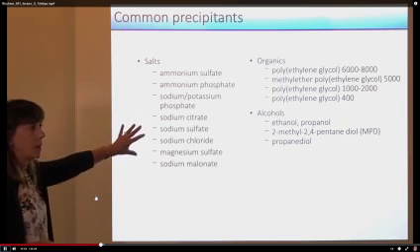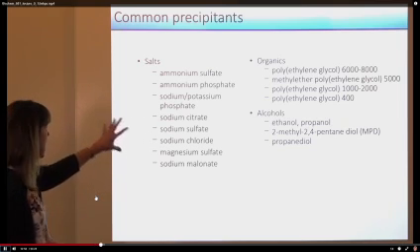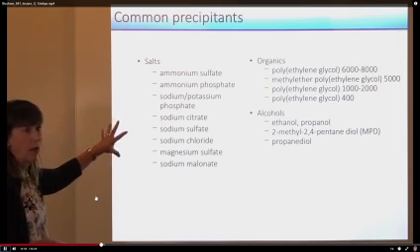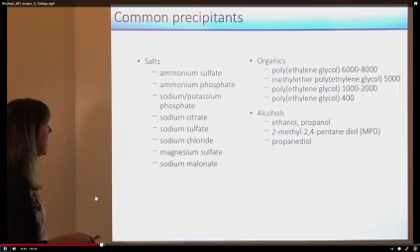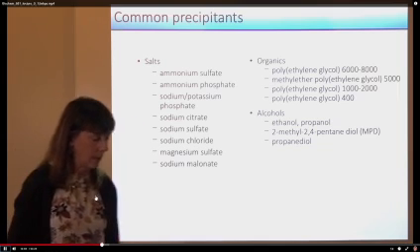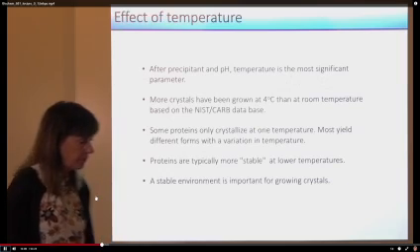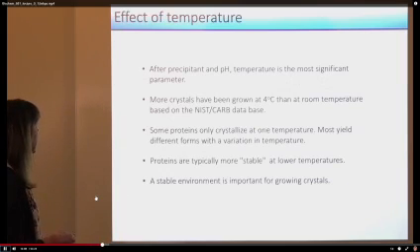So those are the types of precipitants that you will see. High salts, okay, if that's the only way you can get it. But if you can get your protein to crystallize in, for example, polyethylene glycol 8,000, you're going to be better off. Now the effect of temperature.